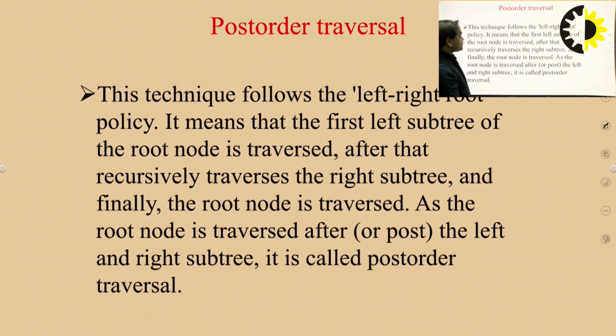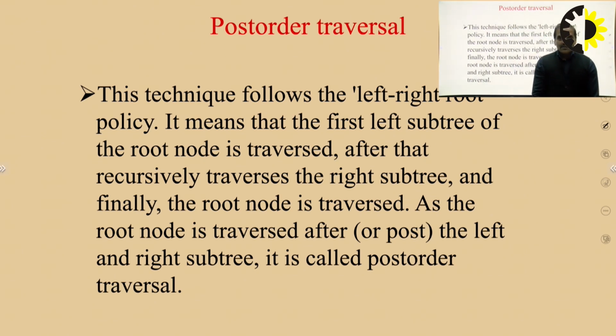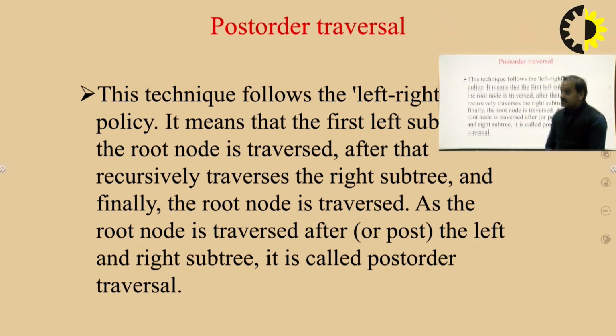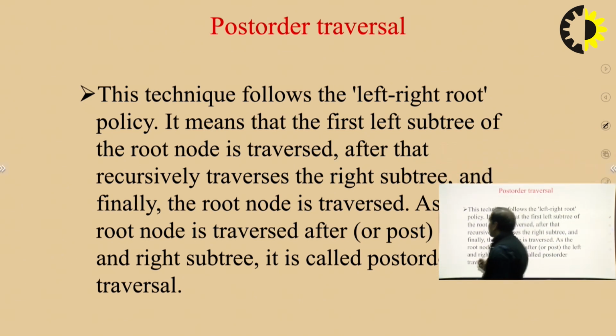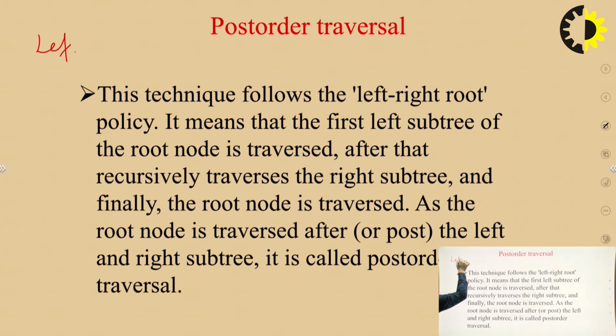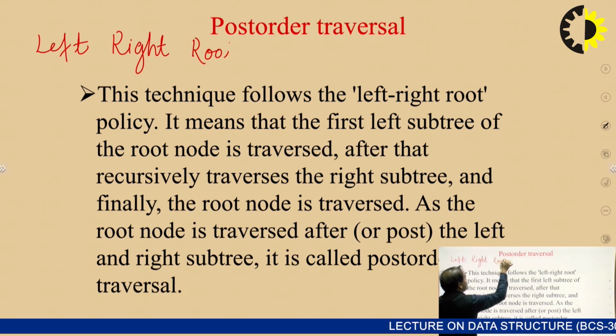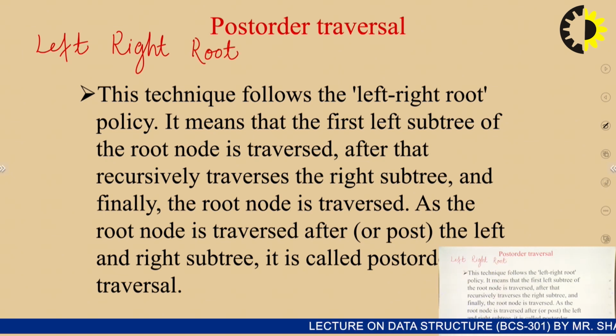Now, the next point is post-order traversal. In the case of post-order traversal, we have to process the left subtree, then the right subtree. After that, we have to process the root. That means the root is processed at the last of the traversal. First, we have to process the left subtree, then the right subtree, then the root. This is the sequence which is followed in the case of post-order traversal.